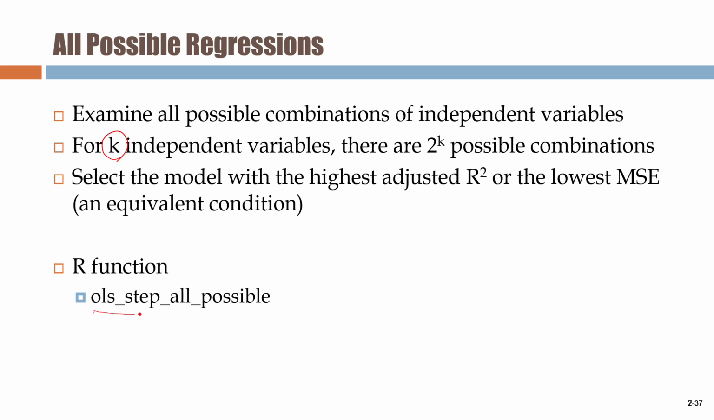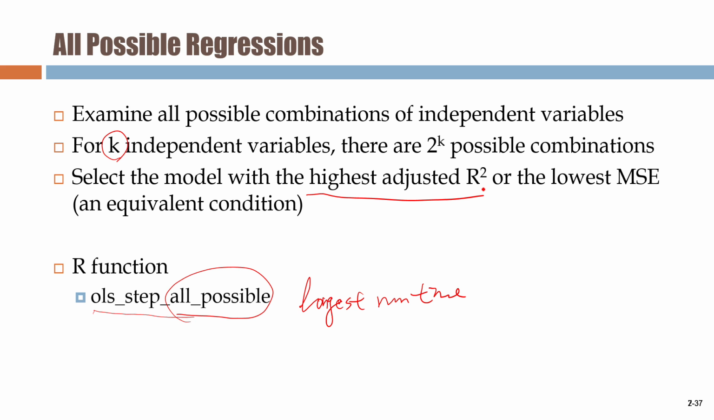So again, this all possible function will run all of them. This has the longest runtime. It shows you the result of all possible combinations, and if you look for the highest adjusted R square, you can find which model provides the highest adjusted R square. Then you can choose that model.